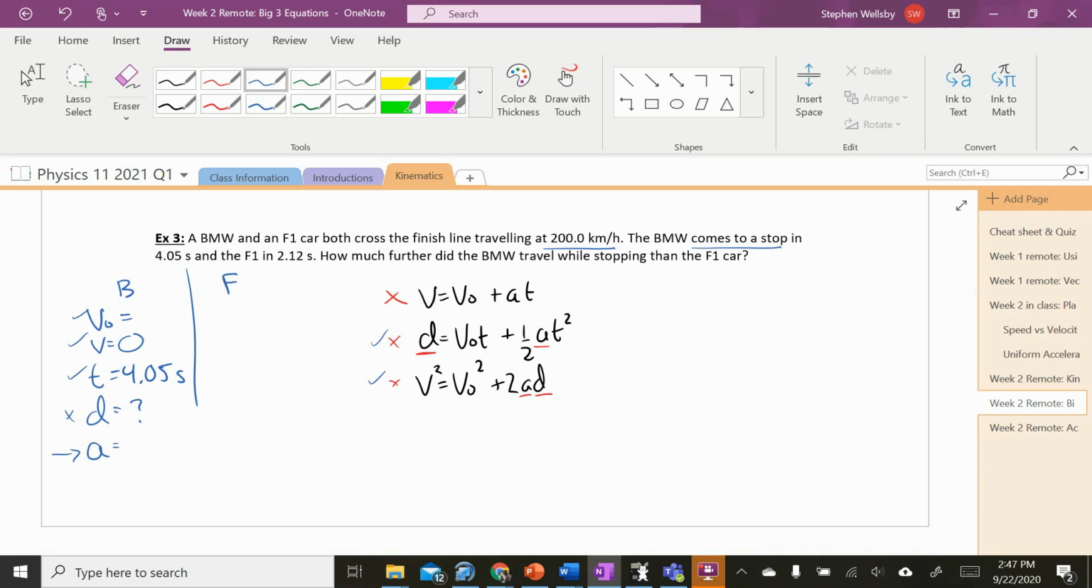I'm not going to go over the work with you, but I will say that we should see a value of 111.2 meters for the BMW, 58.8 meters for the F1, and so the difference will be 53.6 meters. And that's the answer that we're looking for. How much further did the BMW travel? A total of 53.6 meters.